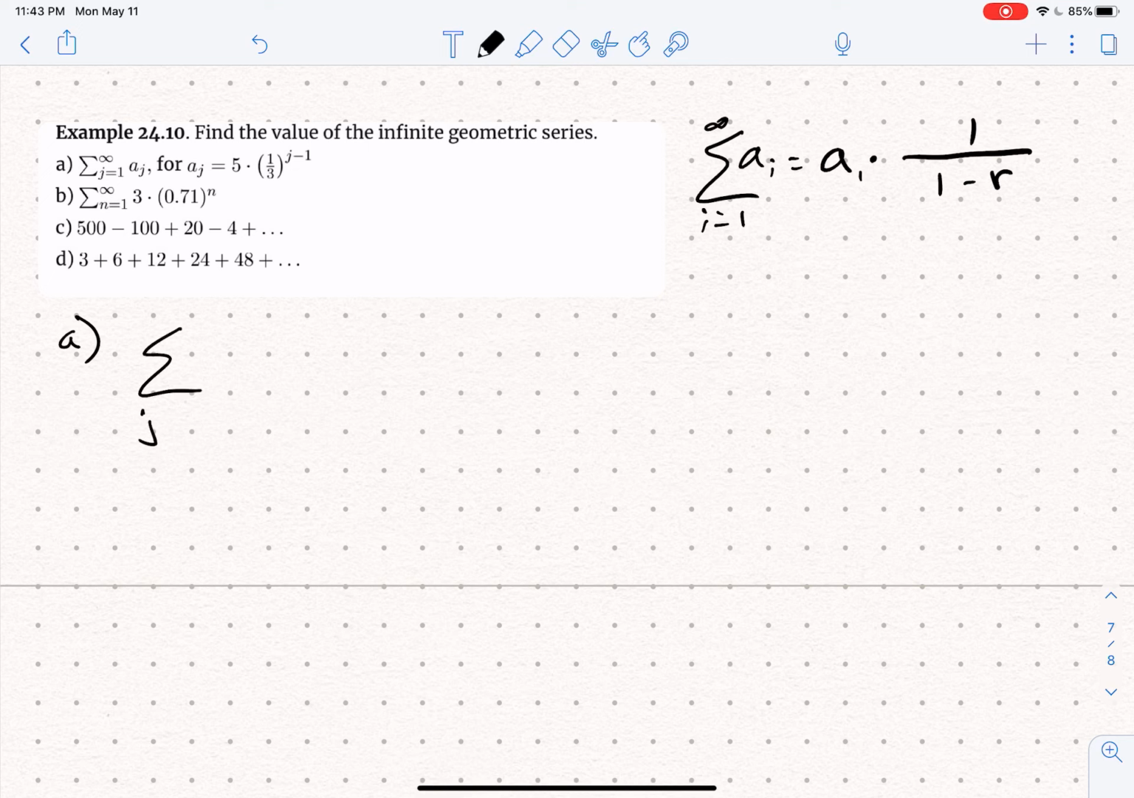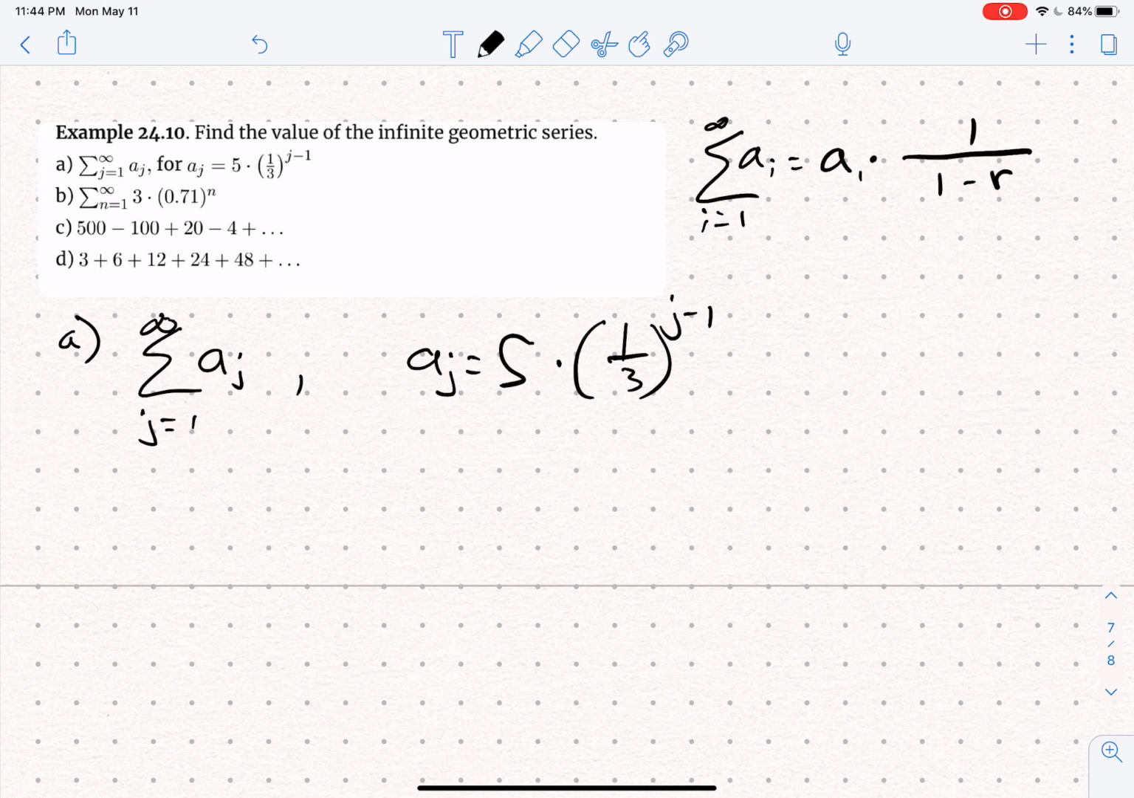The sum, j equals 1 to infinity, where a_j is equal to 5 times (1/3) to the j minus 1. Don't let it bother you that they're using a j instead of an i. That's just our index variable, as long as it matches the subscript there. And here they're using j as well instead of n. Don't let that throw you. Just treat it like an n, or like a variable that's in the correct place.